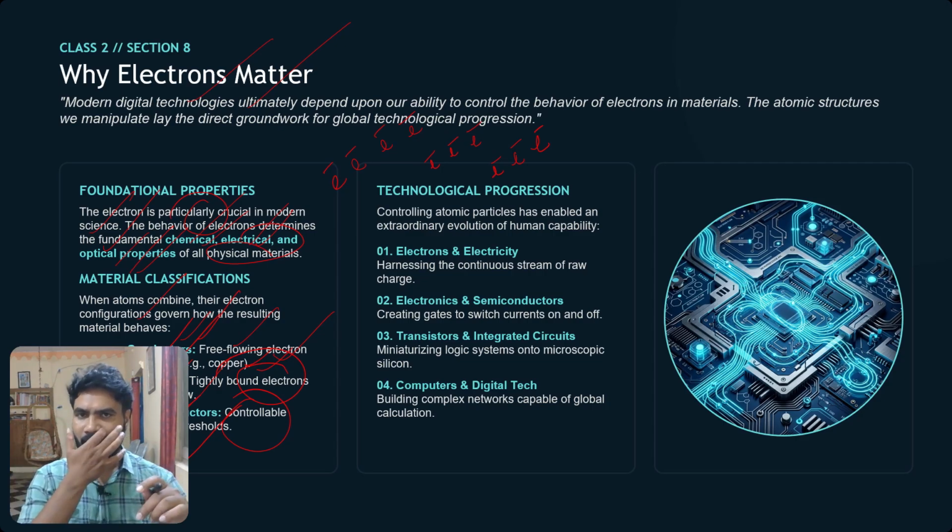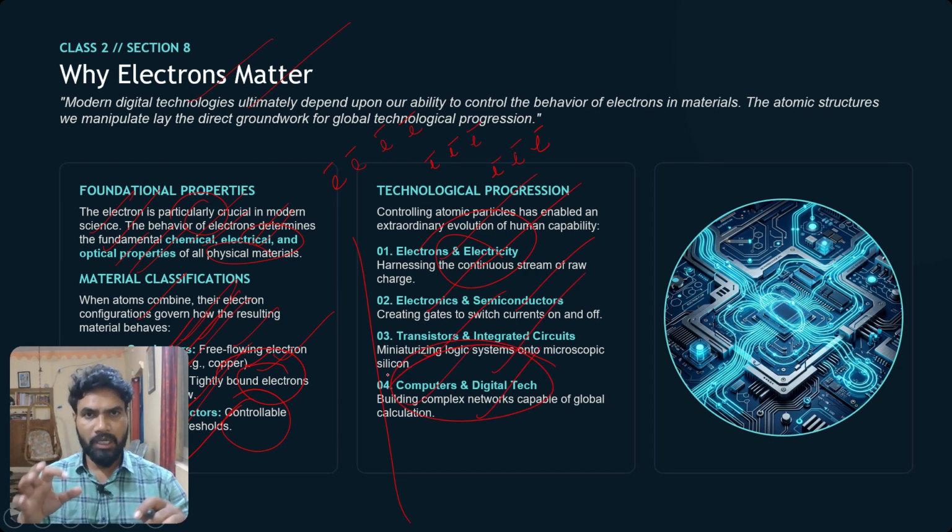So these concepts of electrons and types of materials like conductors, insulators, semiconductors are useful. Electrons and electricity, to understand that we need them. Then electronics and semiconductors, then transistors and integrated circuits, then computers and digital technology.